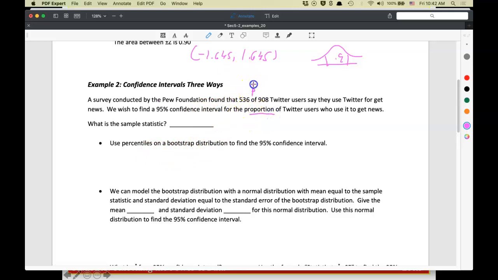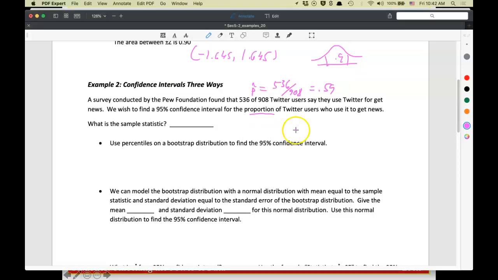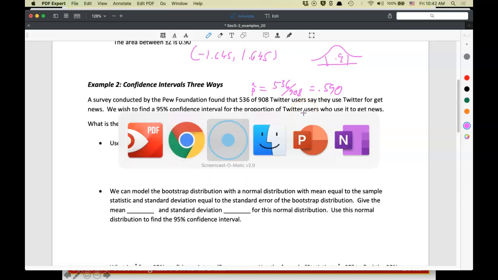So the proportion is p hat equal to 536 over 908, and that turns out to be 0.59. You can see that if you don't believe me. 536 over 908, so we get 0.590 to 3 decimal places. So what is the sample statistic? 0.590. We want to get a 95% confidence interval. We'll use percentiles on a bootstrap to find that. So let's go for it.